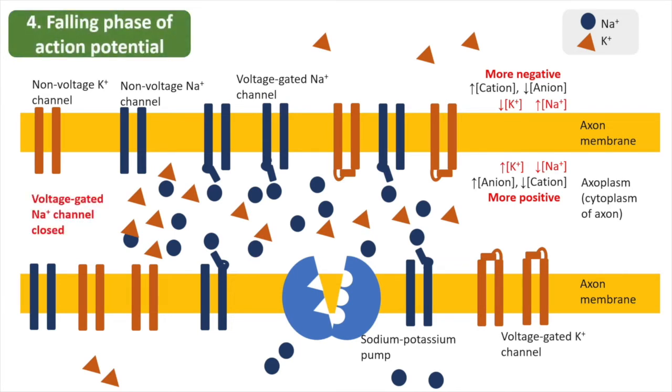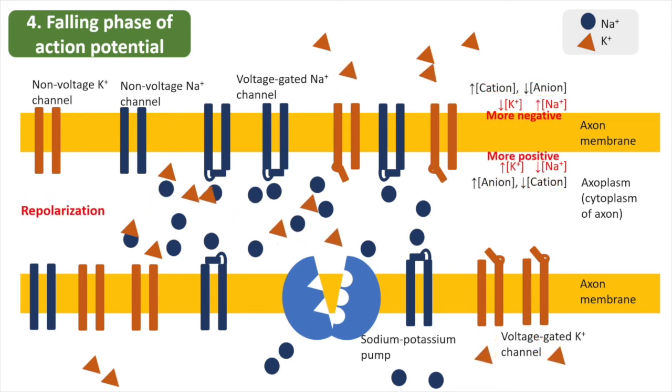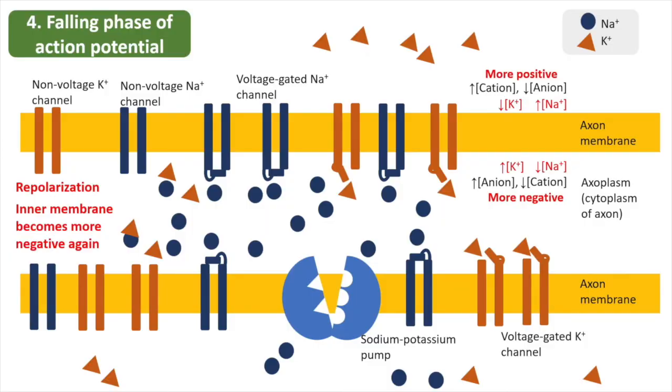Fourth event is falling pace of action potential. Voltage-gated sodium ion channels are closed. Meanwhile, voltage-gated potassium ion channels will be open. Potassium ions outflow from the axon. The inner membrane is repolarized and becomes more negative again.